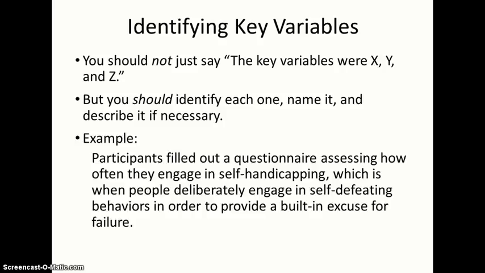But if it is any kind of variable that is not obvious, so in other words, if it's age, you don't have to define age. We all know what age means. But if it's something that your average person isn't going to know, so for example, here I've given an example about self-handicapping. I did not specifically say a key variable was self-handicapping.